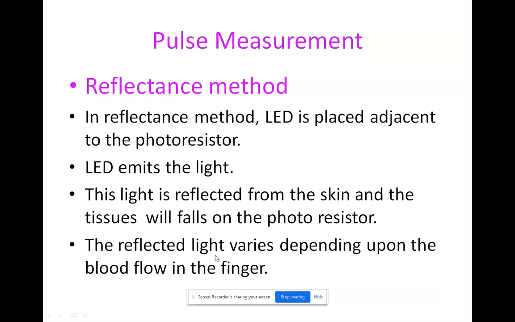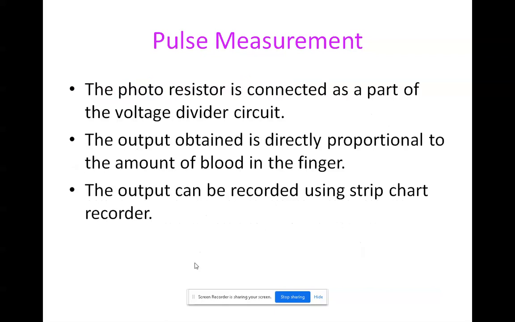This reflected light will vary depending upon the blood flow in the finger. The blood flow in the finger will not be the same all the time; it will vary over time. So for that time period you will get different blood flow with respect to the light from the LED. That reflected light will give a voltage value based on the blood flow in the finger.